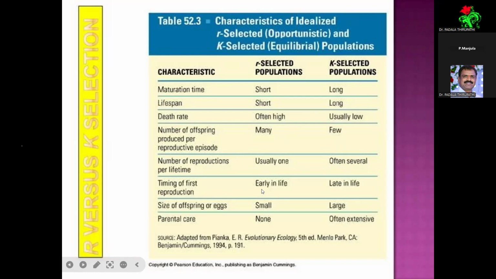The time of first reproduction is early in life in r selected species, whereas it is late in life in K selected species. The size of offspring or eggs is small in r selected species, whereas in K selected it is large. Parental care generally cannot be observed in r selected populations, but we can observe it in K selected populations. So this is about K selected and r selected species or populations, and this is totally about the characteristics of population ecology.